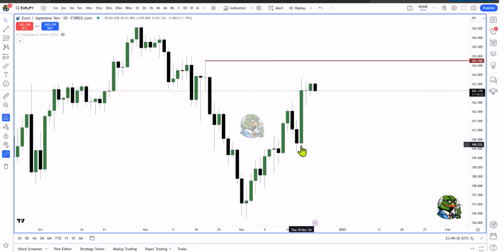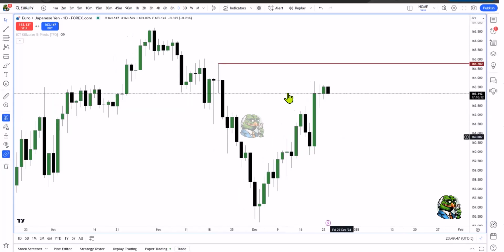We've had some nice displacement, a nice move up, and now the market has come back into those two down candles on the daily chart, which is that bullish order block. So where have we come from? We've come from discount. Where are we going? Well, we should be going to premium.